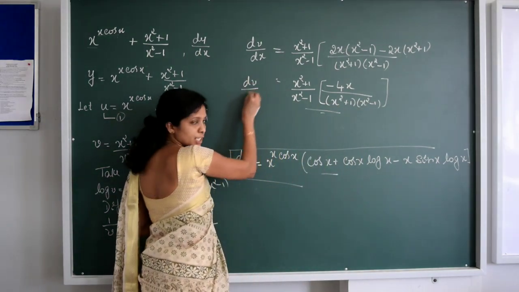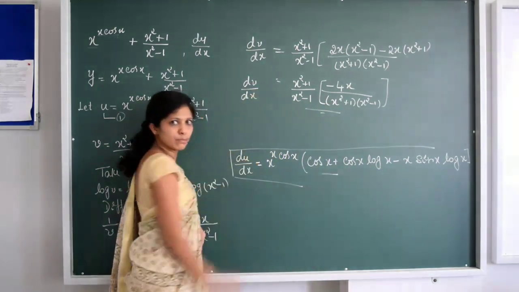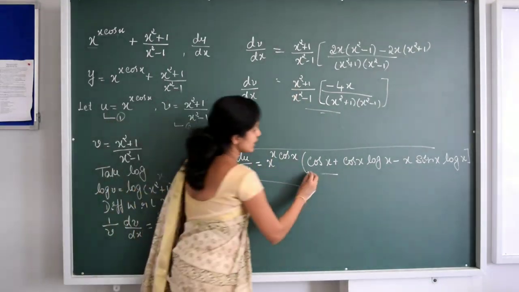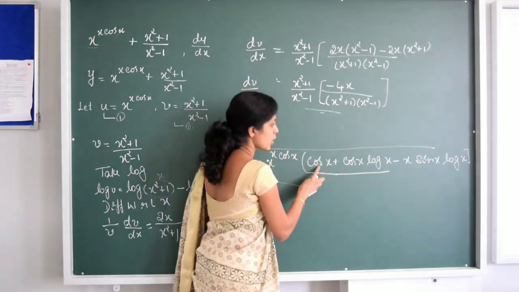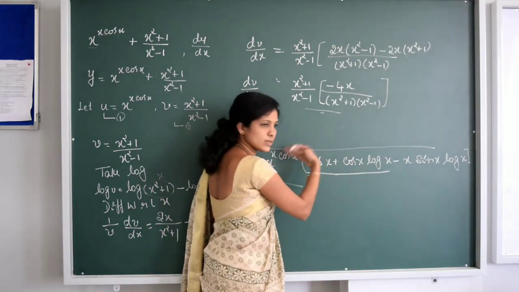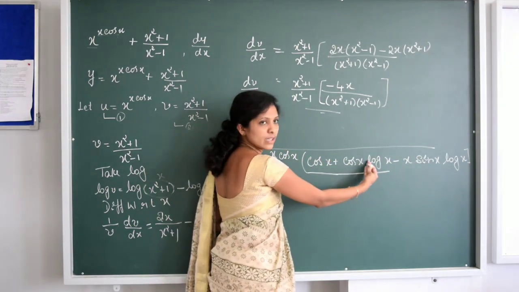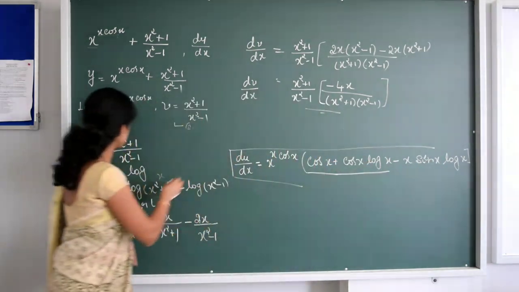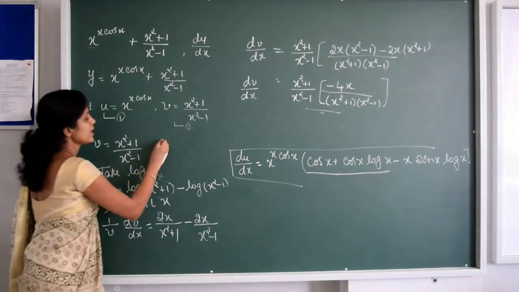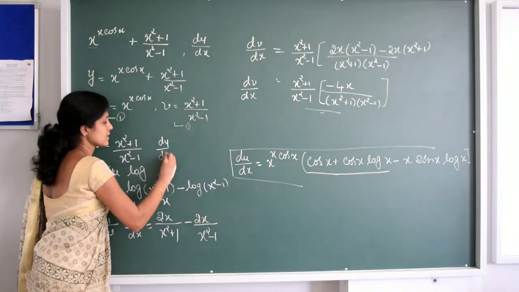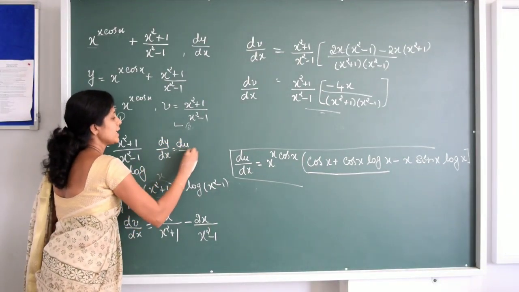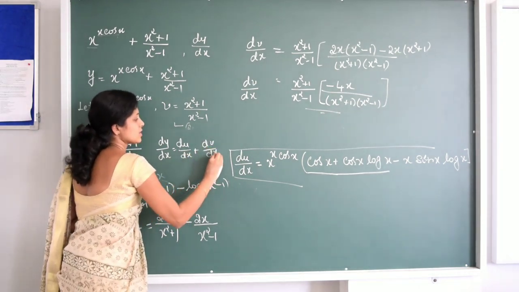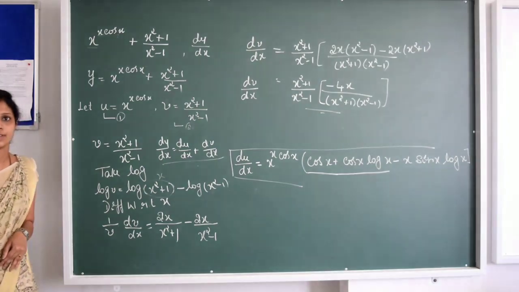So we got du by dx and dv by dx. So finally you have to add these two. And one more thing, here you can take cos x common. Okay, cos x plus cos x log x, you can take cos x common and into 1 plus log x minus x sin x log x. Finally substitute this one, du by dx. You have that, right? dy by dx is equal to du by dx plus dv by dx. So this is the derivative of the given function.